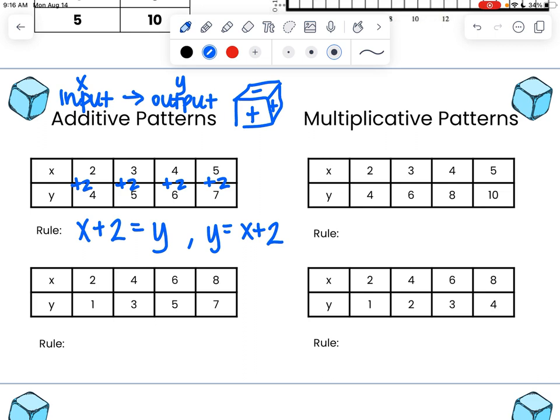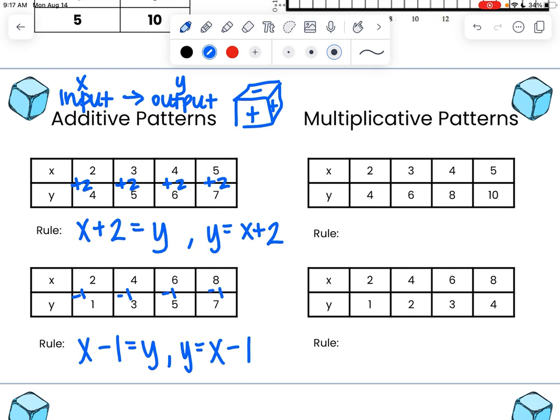So when we look at our second one, now I see I'm going from 2 down to 1, and from 4 down to 3, 6 down to 5, and 8 down to 7. So this time I'm not adding, I'm actually taking 1 away every time. So my rule would be X minus 1 equals Y. So my input minus 1 gives me that output value. I could also write that as Y is equal to X minus 1. They're the same thing, I'm simply flipping everything over the equal sign.